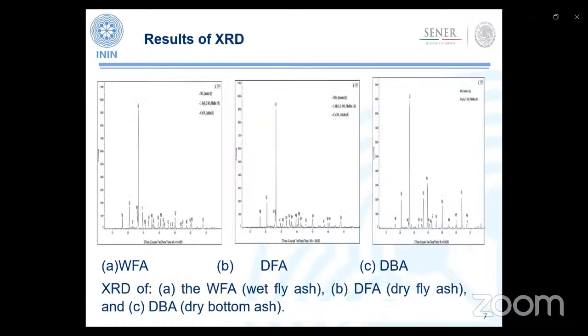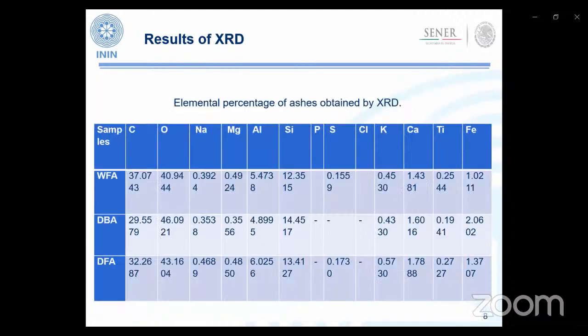The X-ray diffraction let us identify there is a crystalline mixture with a higher content of quartz and mullite, which indicates that there are bituminous ashes, and with a lower content of calcite. We see more content of calcium and aluminium in dry fly ashes samples than the other two.